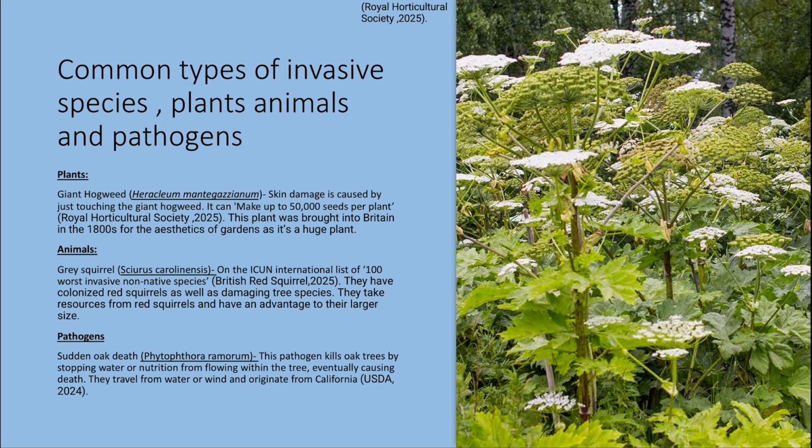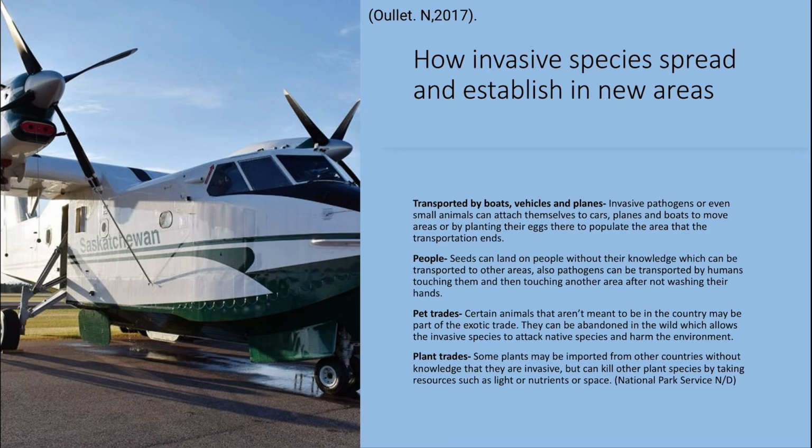Giant hogweed is an example of a plant invasive species. Grey squirrel is an example of an animal invasive species. And sudden oak death is an example of a pathogen invasive species. Invasive species can be spread by boats, vehicles and planes, people, pet trades, and plant trades.